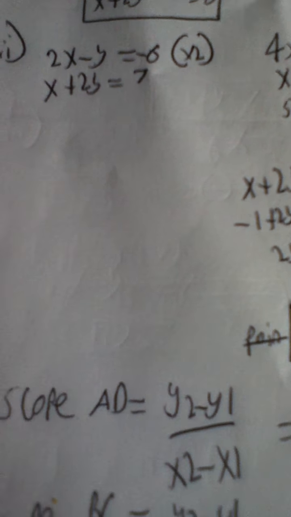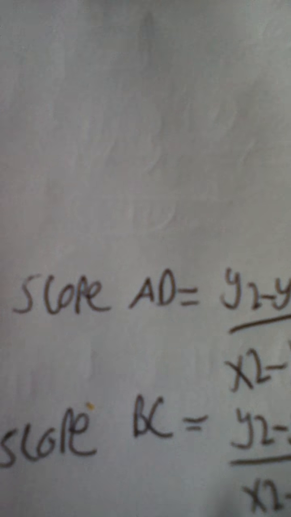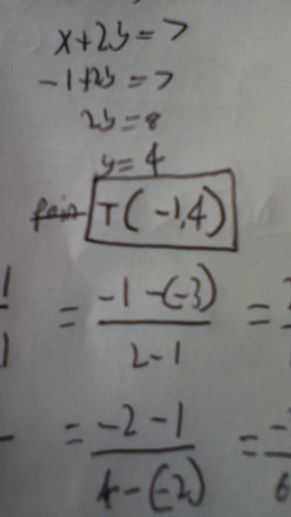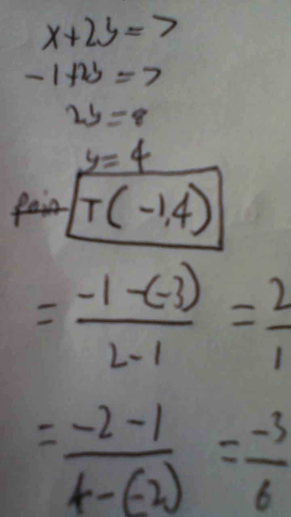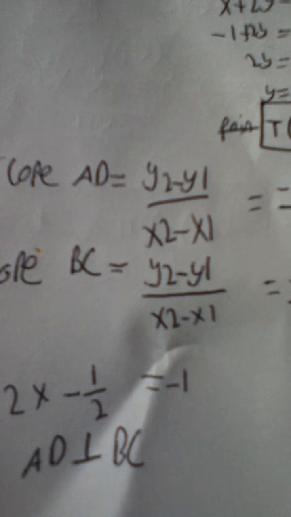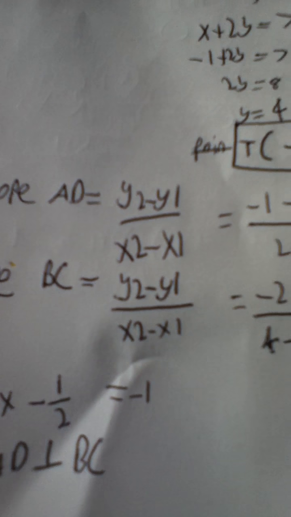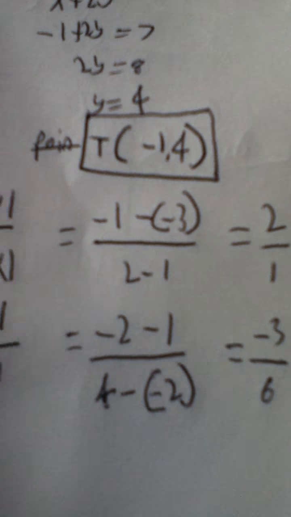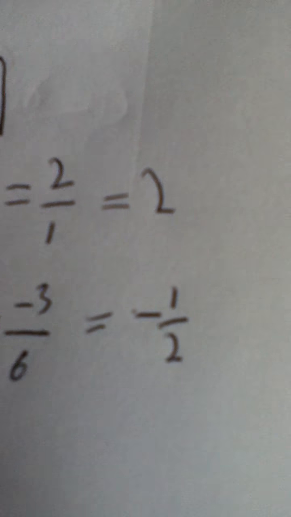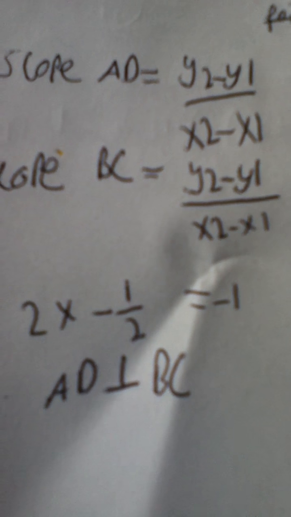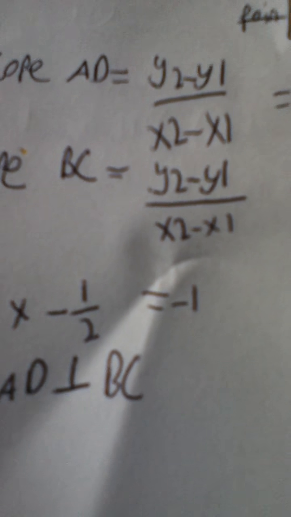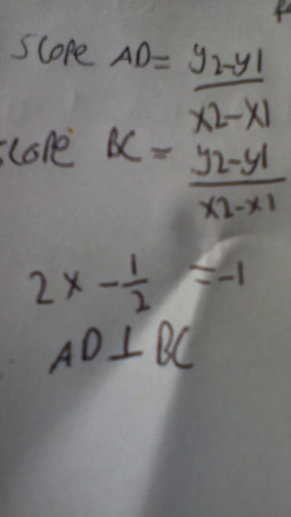And then part c, you're asked to show that AD is perpendicular to BC. So what you do is you find the slope of AD. So it's y2 minus y1 over x2 minus x1 equals minus 1 minus minus 3 over 2 minus 1 equals 2 over 1, which gives you 2. Then your slope of BC, the formula again, is y2 minus y1 over x2 minus x1. So then you fill it in, minus 2 minus 1 over 4 minus minus 2 gives you minus 3 over 6, which is the same as minus a half. So if the slopes multiply to minus 1, then they are perpendicular. So 2 by minus half does multiply to minus 1. So you can say that AD is perpendicular to BC.